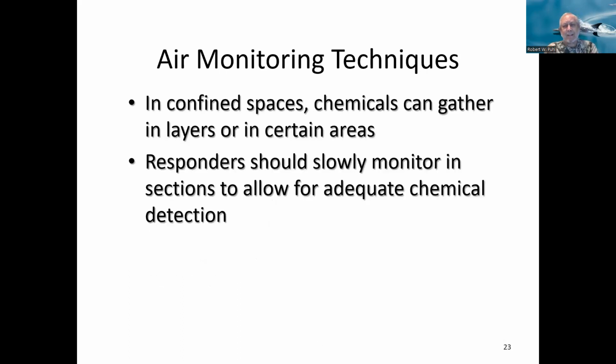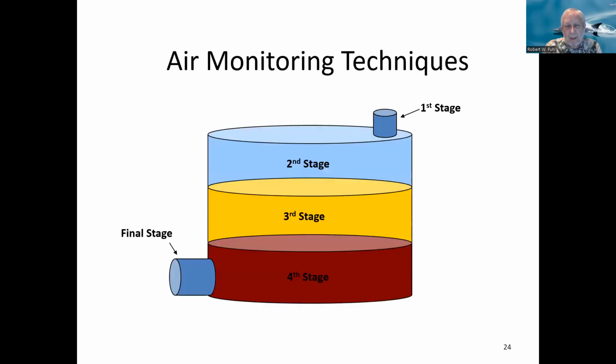In confined spaces, chemicals gather in layers or in certain areas. Responders should slowly monitor in sections to allow for adequate chemical detection. Confined spaces are places where you have to be extra vigilant in everything, just because of the nature of the beast. This is a very basic air monitoring technique. The first stage, the top, the third stage, the middle, and fourth stage, the bottom.